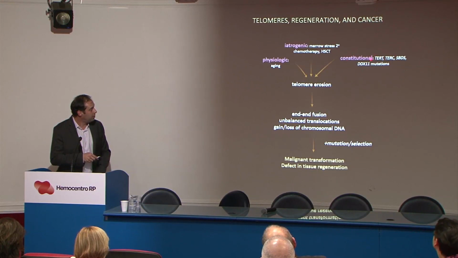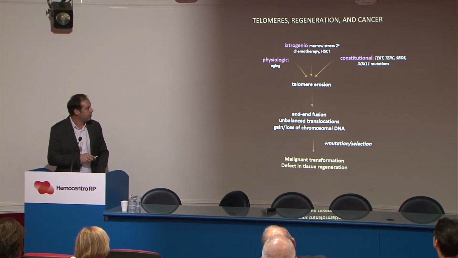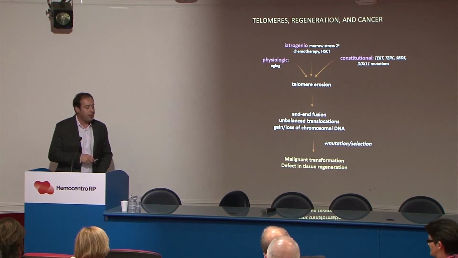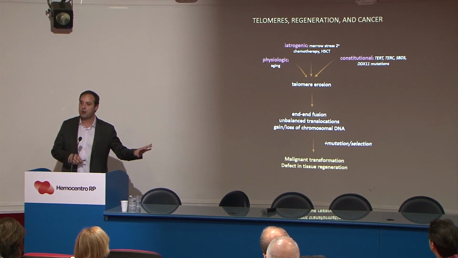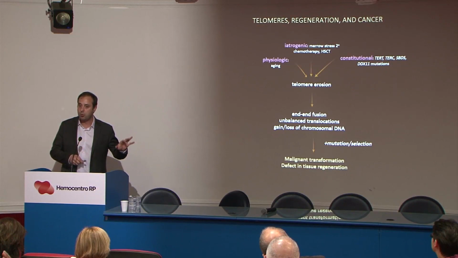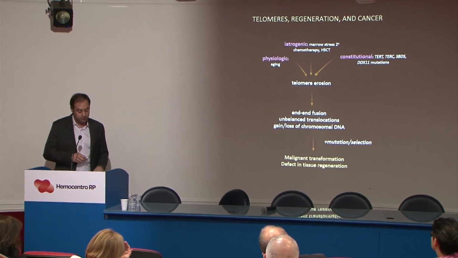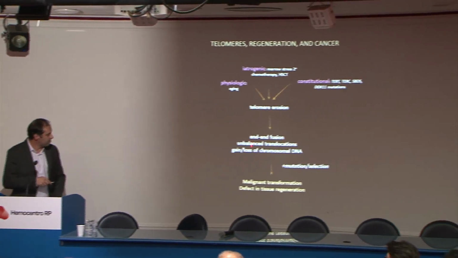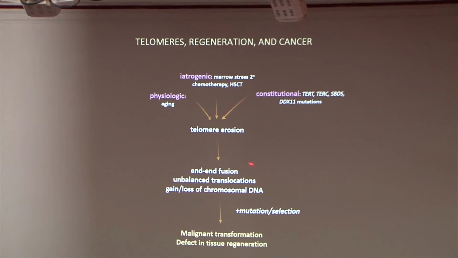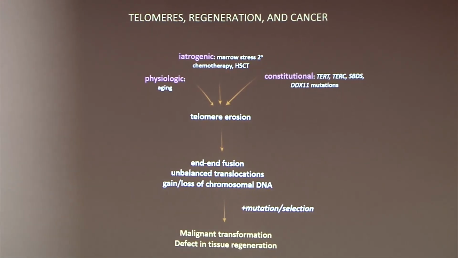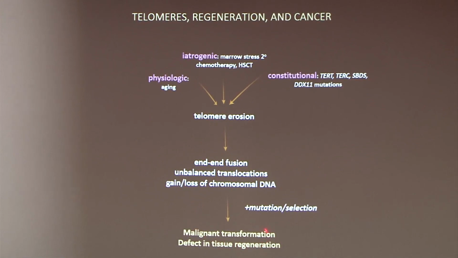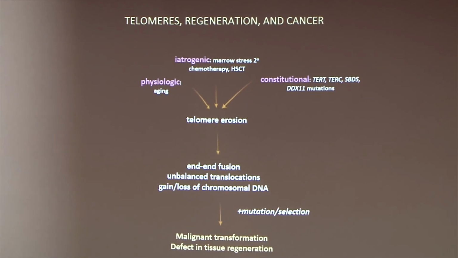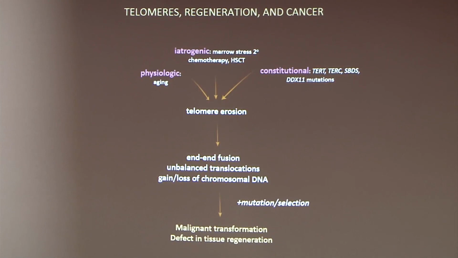Or because you have inherited a mutation in one gene that causes telomerase not to act properly, and this leads to telomere erosion. On one side, it causes bone marrow failure, but on the other side, which is more important from the pathophysiologic point of view of cancer biology, it causes end-to-end fusions and balanced translocations. We see a lot of chromosomal abnormalities in these bone marrows, and this might be a leading cause of malignant transformation, not only in the hematopoietic tissue, but in other tissues.